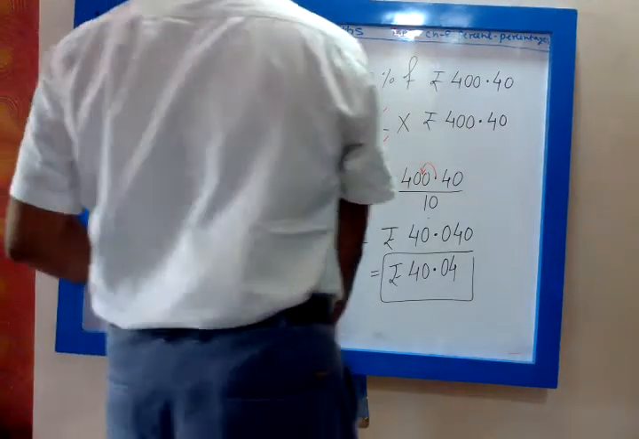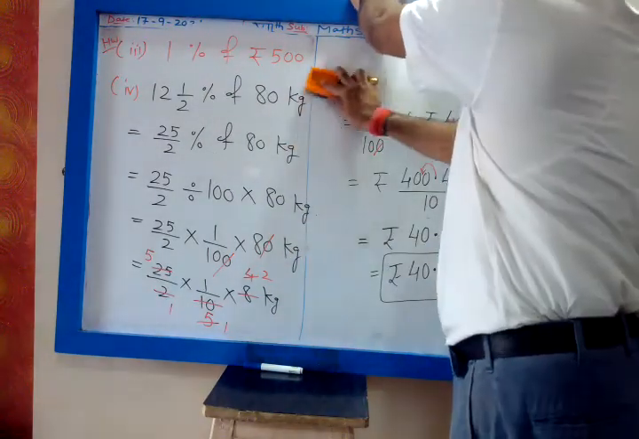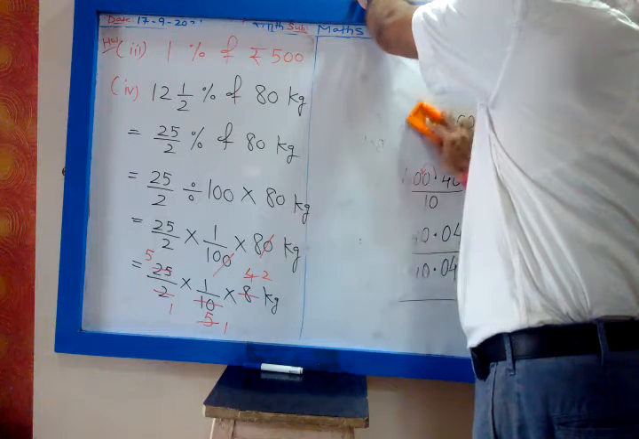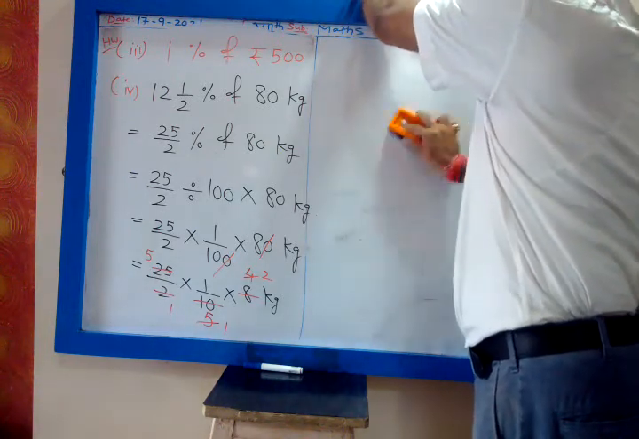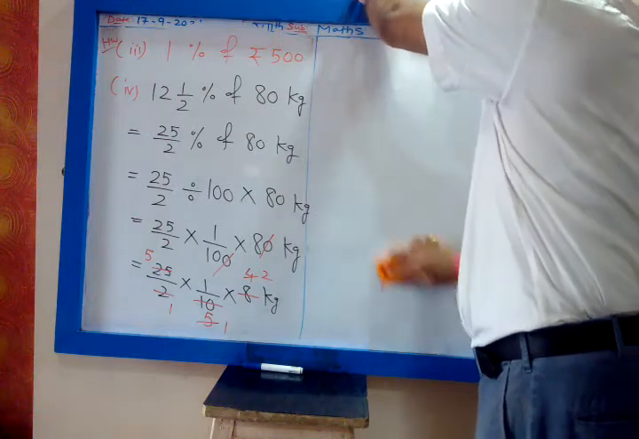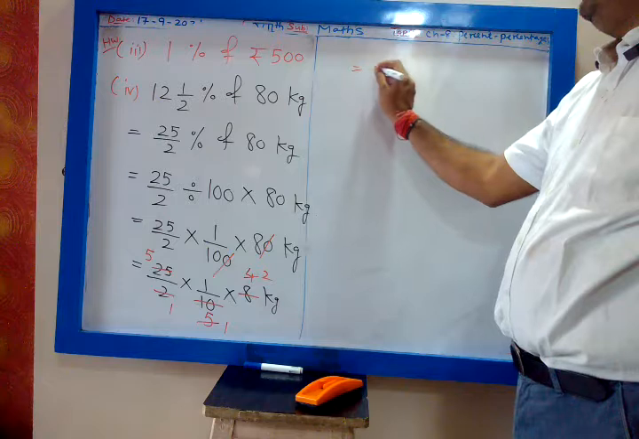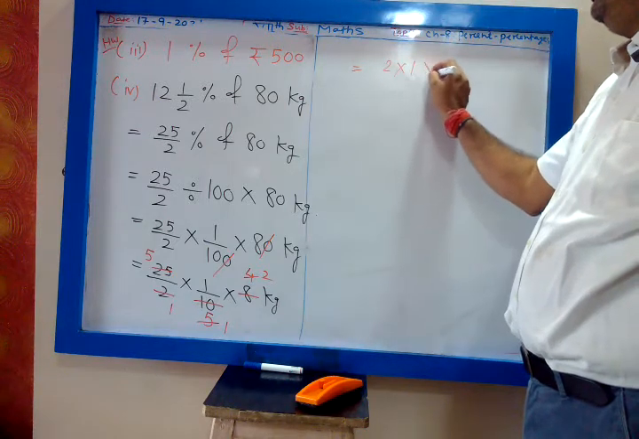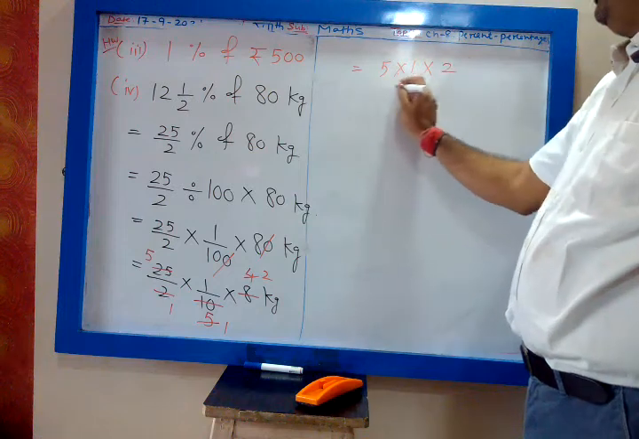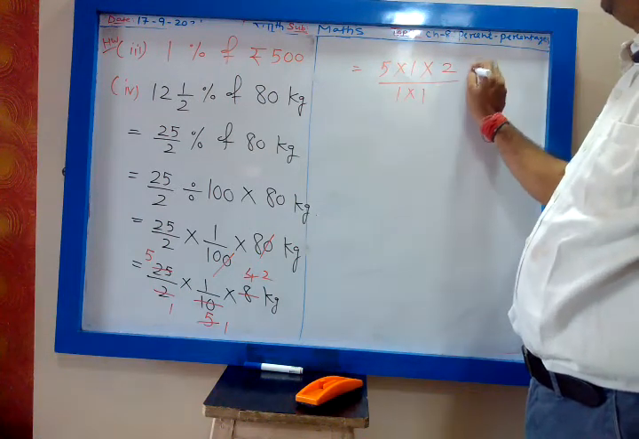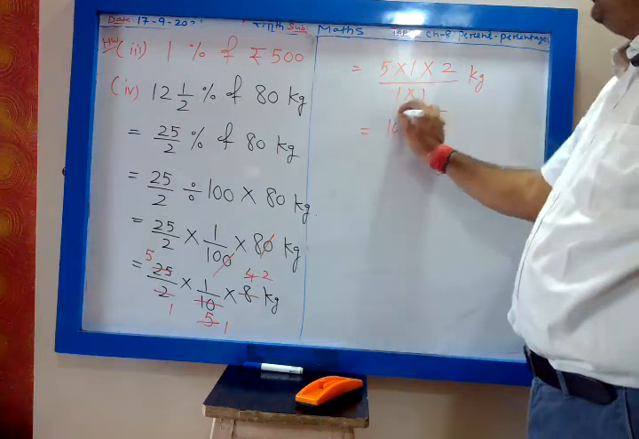So the answer is 5 into 1 into 2 upon 1. 5 into 2, 10 upon 1. That is 10 kg. Yes? 5 2s are 10 kg. 10 kg is the answer. Yes?